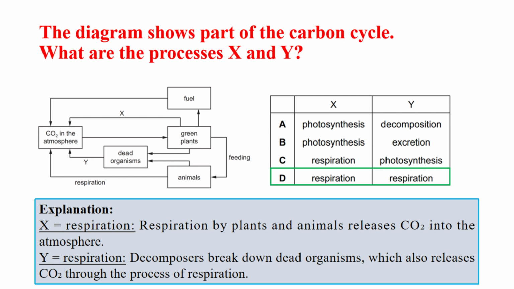Process Y is also respiration, but this time it refers to the decomposition of dead organisms. When plants and animals die, decomposers like bacteria and fungi break down their organic matter, and CO2 is released back into the atmosphere through respiration. This is why both processes X and Y involve respiration in the diagram. So there you have it. In this part of the carbon cycle, CO2 is cycled back into the atmosphere through respiration, both by living organisms and by decomposers. I hope this explanation helped clarify the carbon cycle for you.